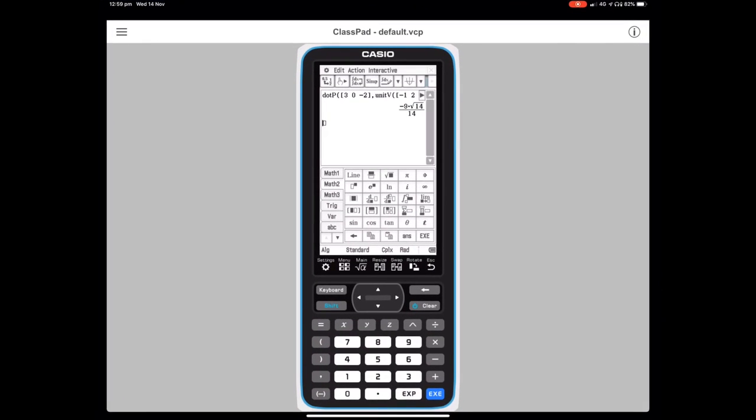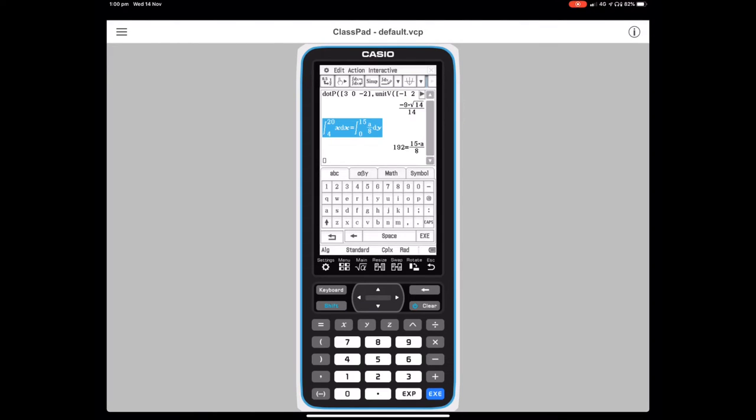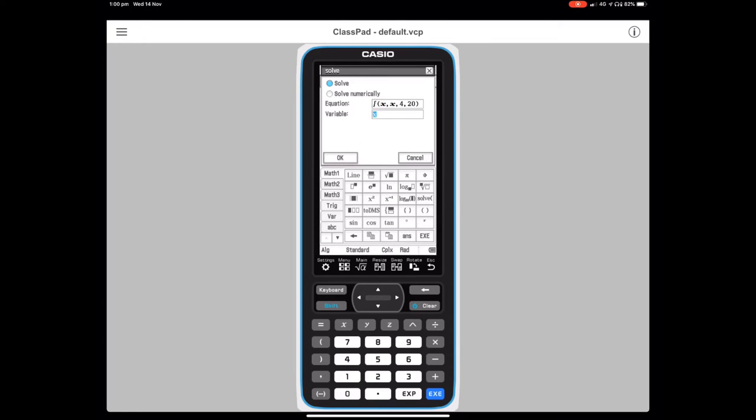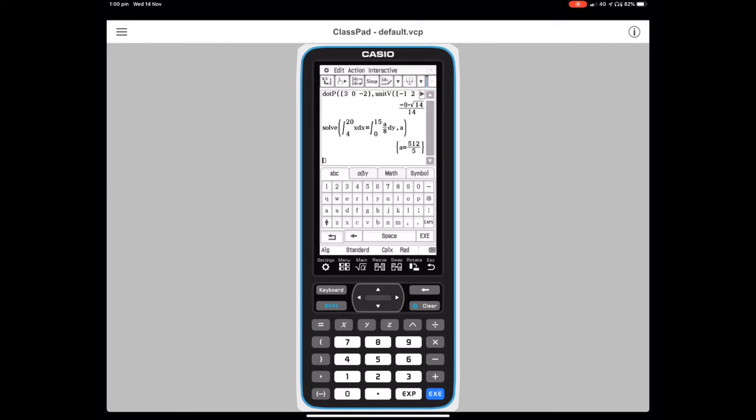So the integral from 4 to 20 of v dv is equal to the integral from 0 to 15 of P on 8 dx. Was it 8 on P or P on 8? P on 8, I think. And when I solve, P. Okay, I think it was a decimal.